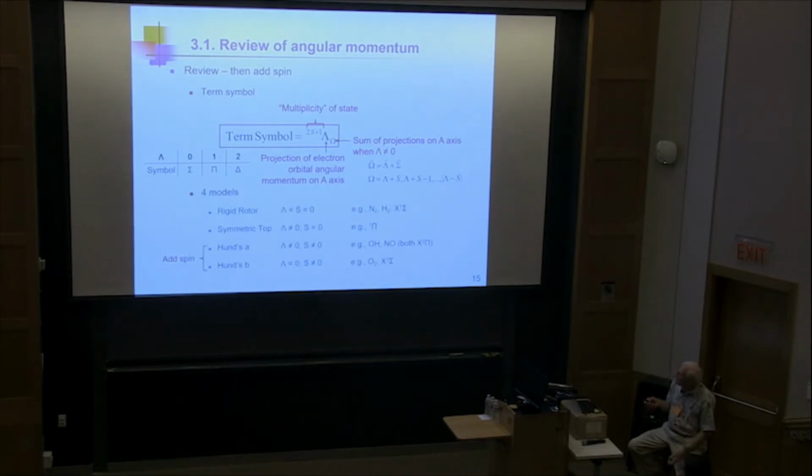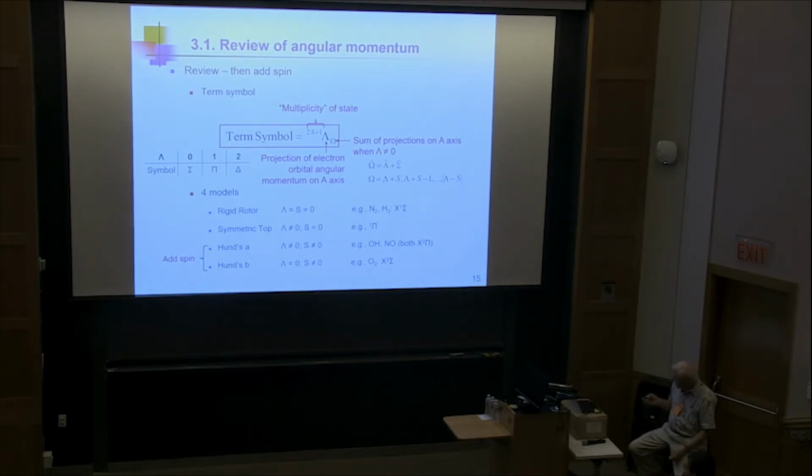And this, in the end, means we have 4 models. It all has to do with the values of lambda and S. If they're 0, life is good. A little bit more complicated: it's just a symmetric top. You've at least seen it. A minus B, squared, lambda squared. Hund's case A, Hund's case B. So these are the 4 different models, which correspond roughly to molecules that we know about: nitrogen, hydrogen, OH, NO, O2. So the molecules that we care about usually fall into one of these 4 classes.